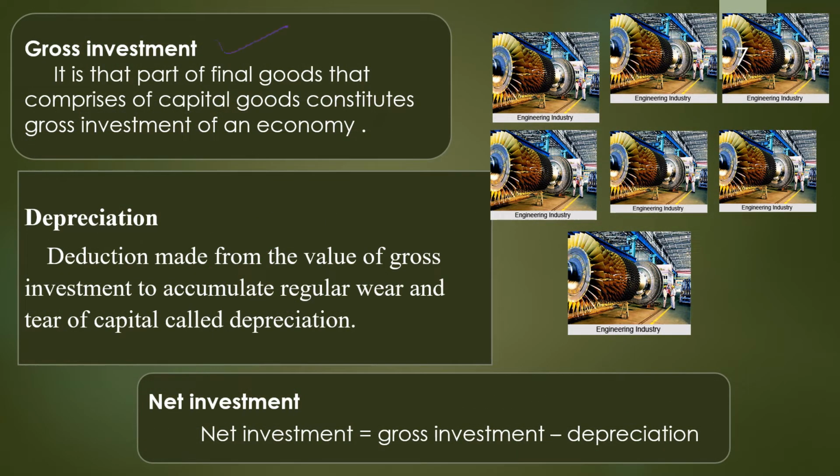Gross investment. It is that part of final goods that comprises capital goods, which constitutes the gross investment of an economy. So whatever capital goods an economy is going to produce constitute the gross investment of an economy. Then what do you mean by net investment?